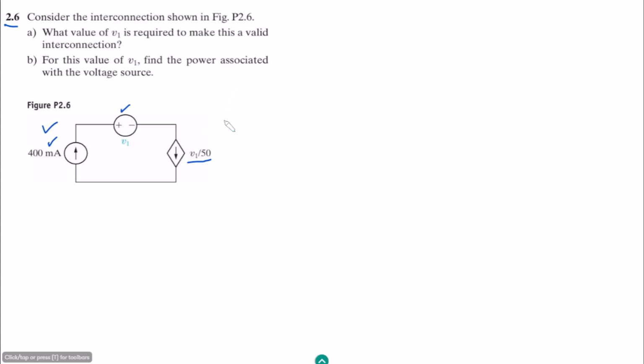So let us move to our question now. In this circuit, what value of V1 is required to make this a valid interconnection? And B is: for this value of V1, find the power associated with the voltage source.